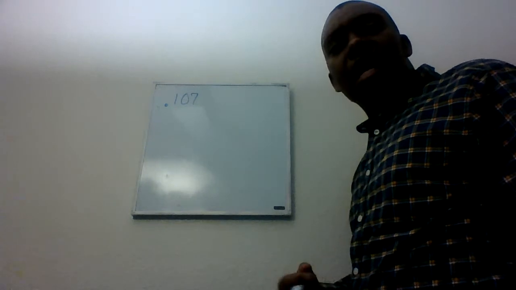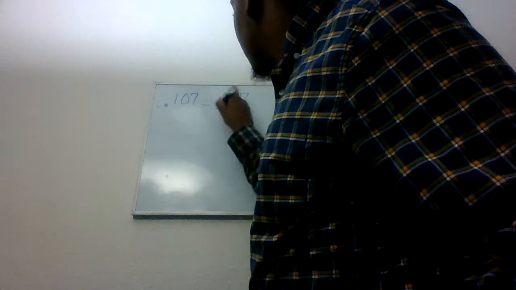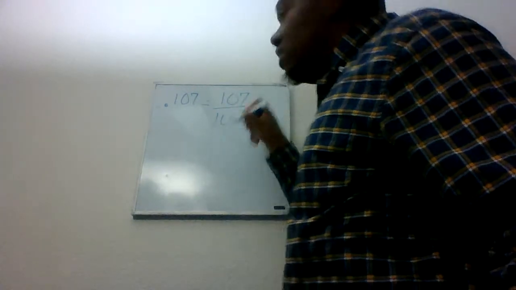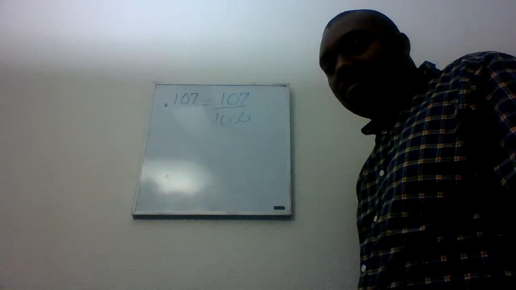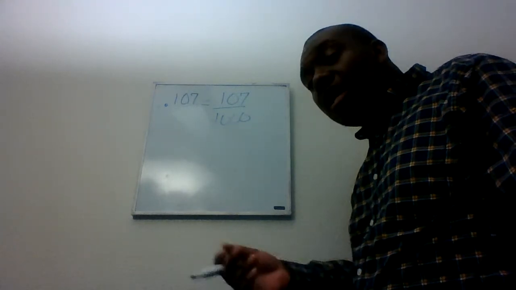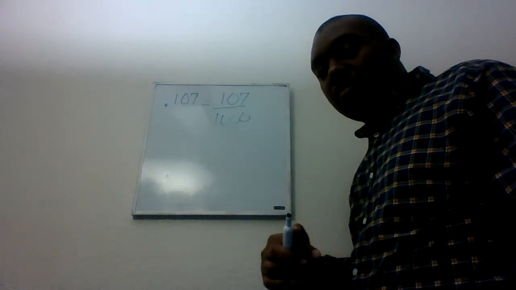Well, why don't you write it like that? Okay, Mr. Stevens, 107 thousandths. Wait a minute, that's a fraction. Is that all? Yeah, that's all. The only extra thing you may have to do at times is simplify your fraction.